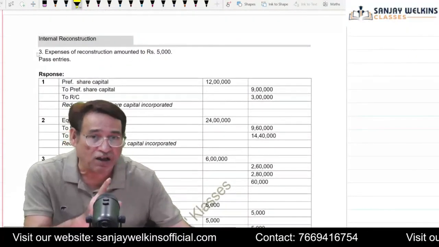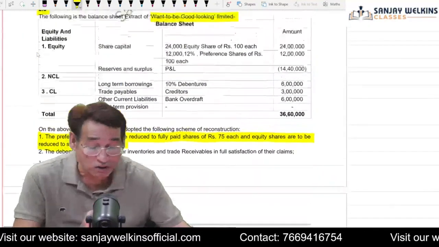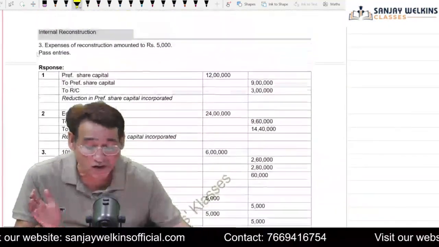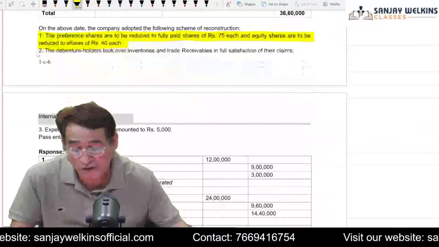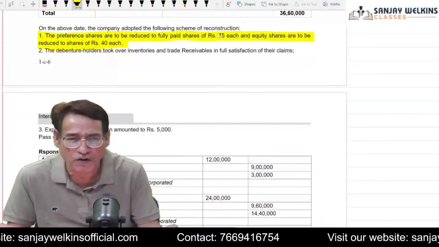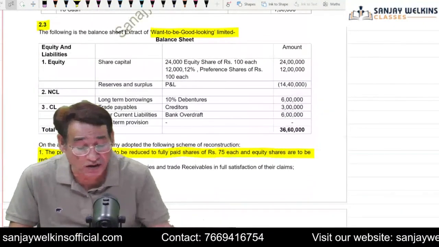Correct? Intentionally, I have started to stop giving the solution now because what I am noticing is students are simply taking the solution, not attending the classes. Actually, do you need the solution for this? You can manage this particular entry, isn't it?